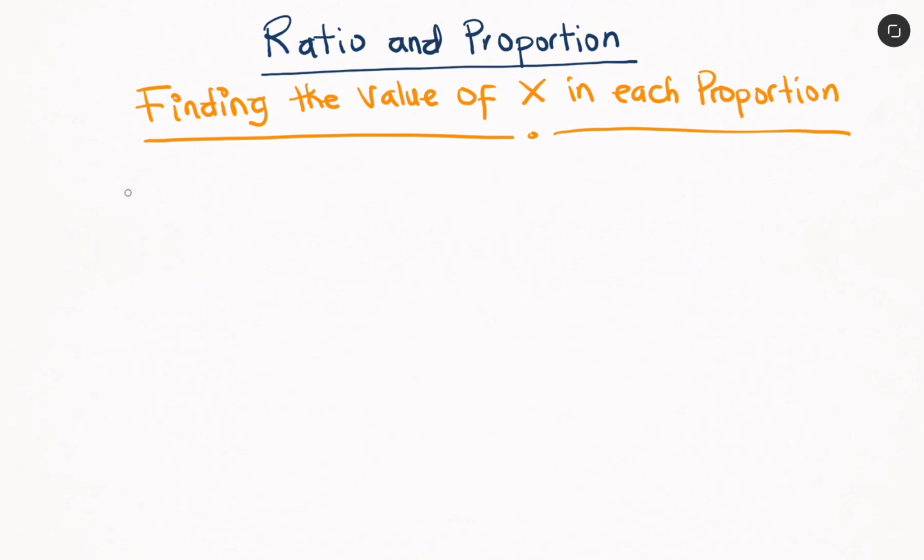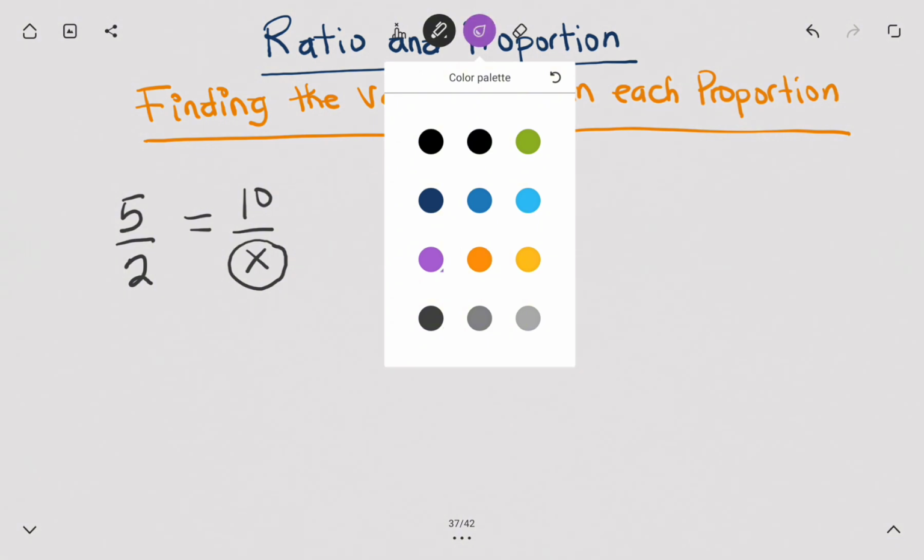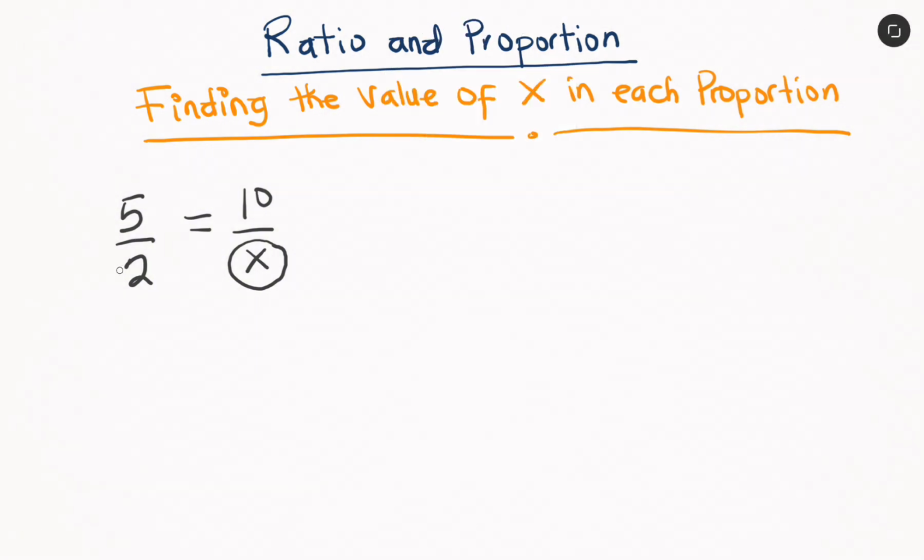Example number 2, we have 5 on 2 is equal to 10 on x. So we have to find the value of x. Now, if we look at this, we realize that the x is the denominator over here. In this case, we are going to multiply this guy, and then we divide it by this guy. Are you okay? That is what we are going to do.